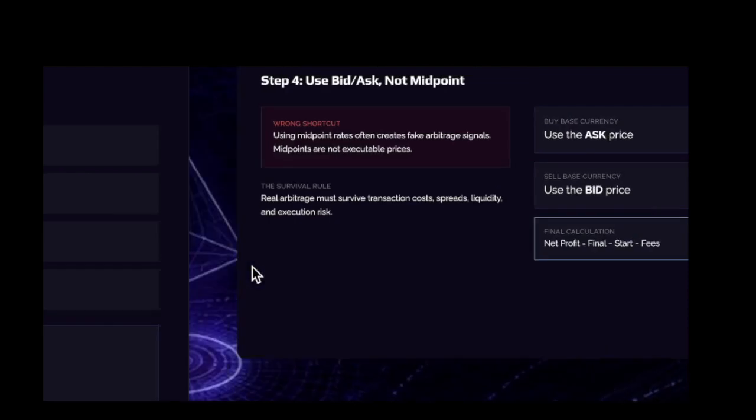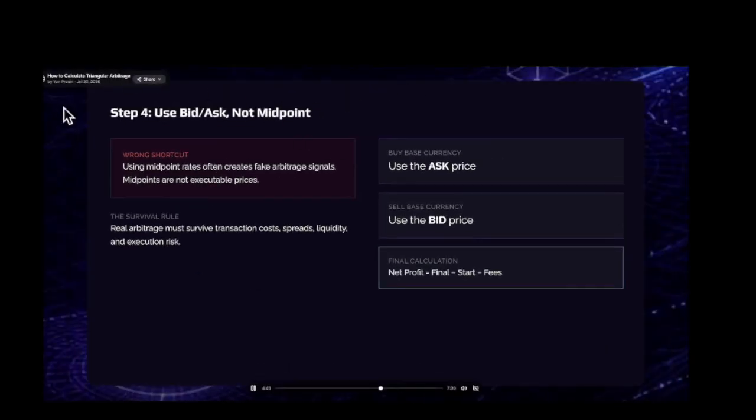Step 4. Use bid and ask prices. The previous example uses single exchange rates to make the calculation easy to understand. In the real market, however, traders cannot normally transact at the midpoint price. Every currency pair has a bid price and an ask price. When we buy the base currency, we normally transact at the ask. When we sell the base currency, we normally transact at the bid. Using midpoint prices can create the appearance of an arbitrage opportunity that cannot actually be executed.